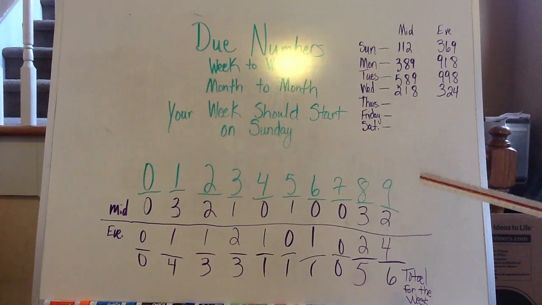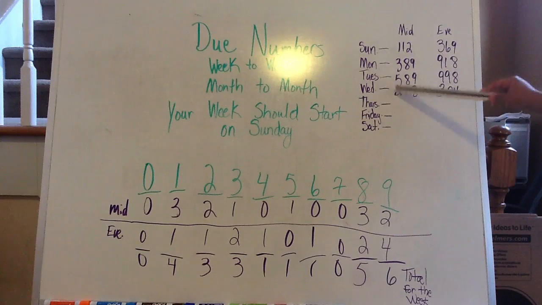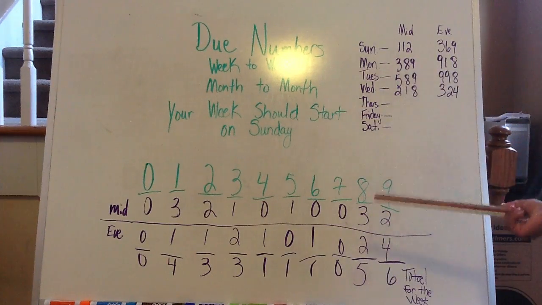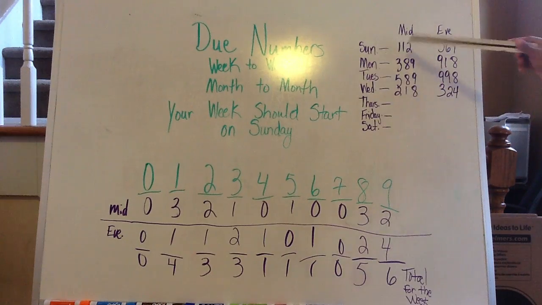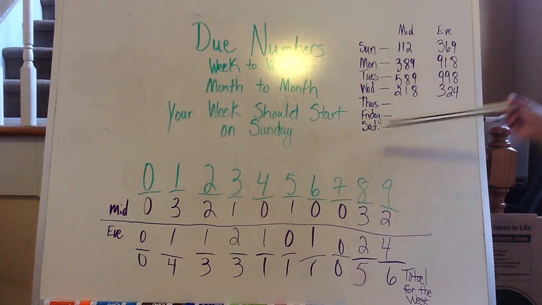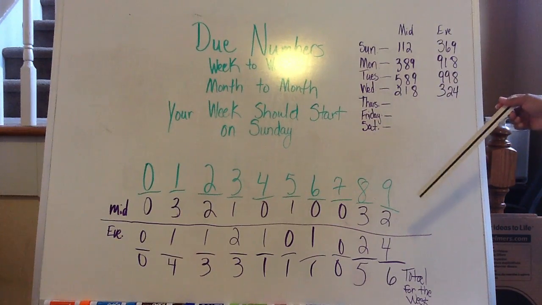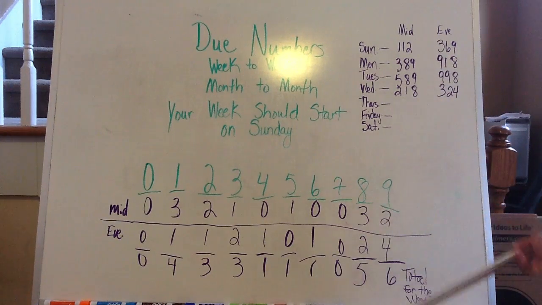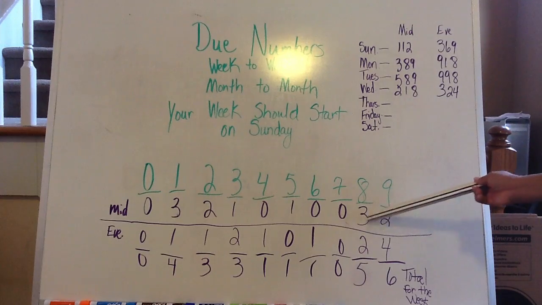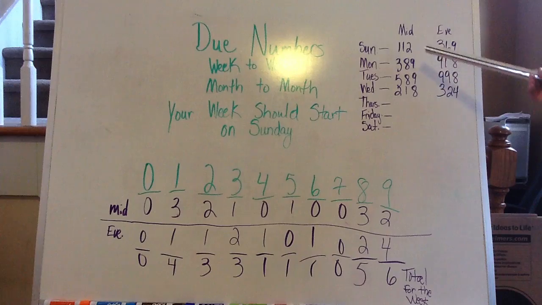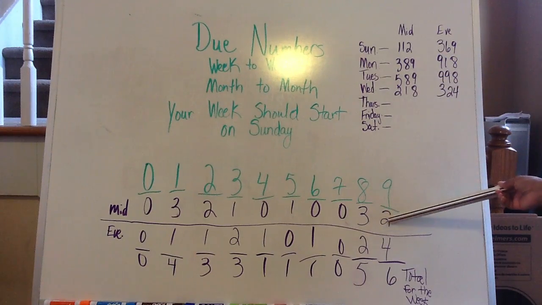And the number 2 has fallen twice. 1, 2. The number 3 has fallen once. 4 hasn't fallen, so you put the 0. 5 has fallen once. 6, there's no 6 that came from midday. 7, there's no 7. 8 has fallen 3 times, as you see. 1, 2, 3, and there's my 3. 9 has fallen twice in the midday. You have 1, 2, so I put my 2 there.